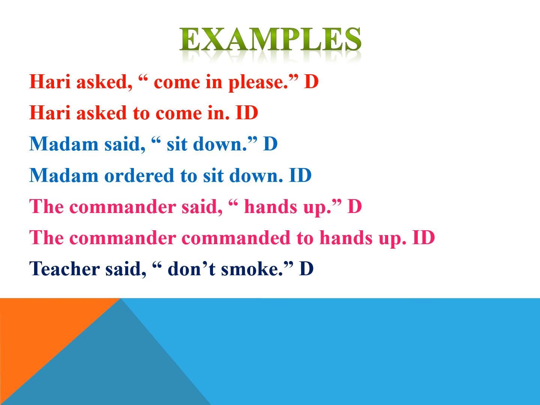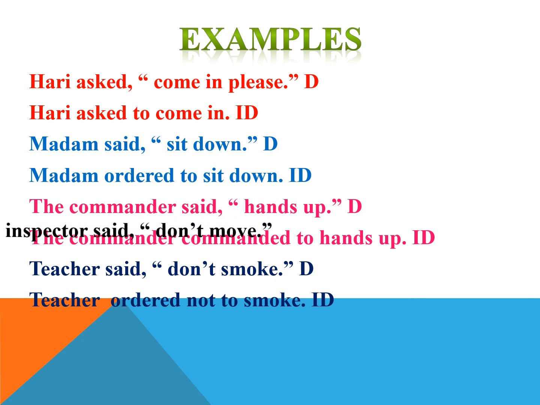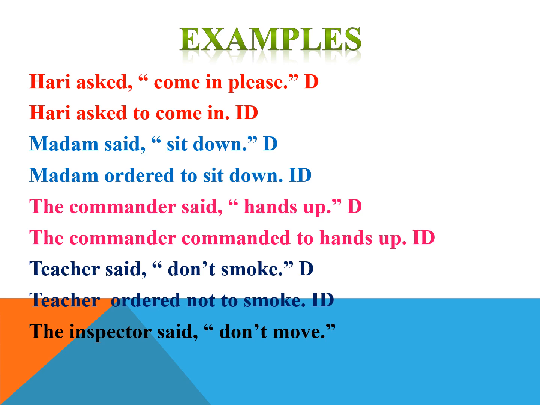Teacher said, "Don't smoke." Teacher ordered not to smoke. This is a negative form, so don't changes into not to, and then smoke. The inspector said, "Don't move." The inspector ordered not to move. This can be an order or command.